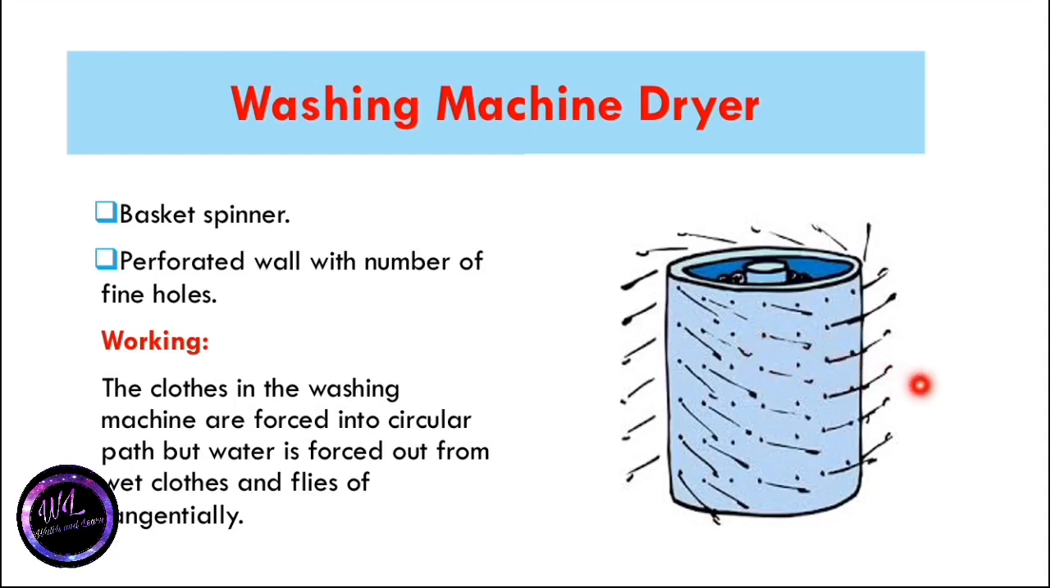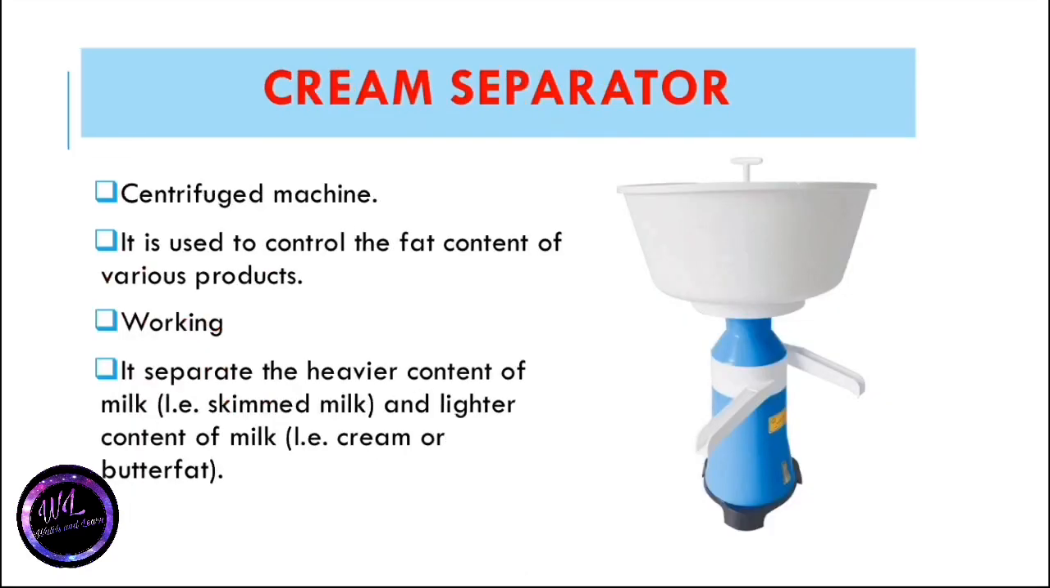When the water moves out of the circle and it is making a tangential path, it means that it works on the principle of the centrifugal force. Yes, the washing machine dryer works on the principle of centrifugal force. Third example we have here is cream separator. Cream separator is a centrifugal machine or centrifuge machine.